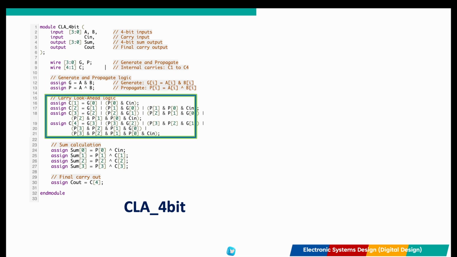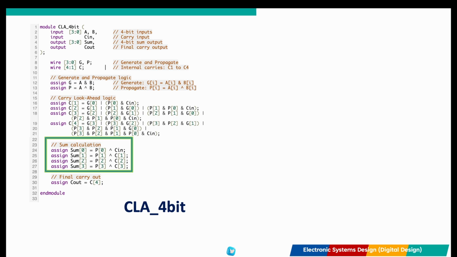Next, we implement the look-ahead logic. These assignments are the heart of the CLA. Instead of waiting for a ripple, each carry bit is calculated based on the P and G values we just created. Finally, our sum is generated by XORing the propagate signal with the carry-in of that stage. This code is clean, parallel, and extremely fast on hardware.